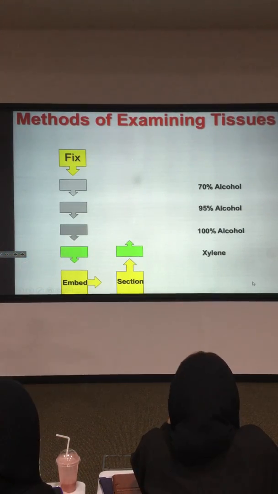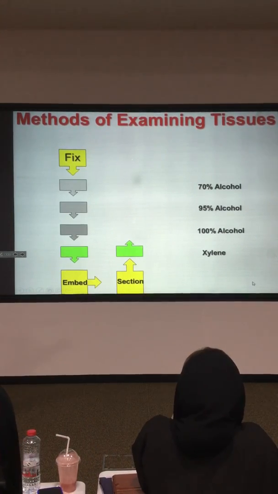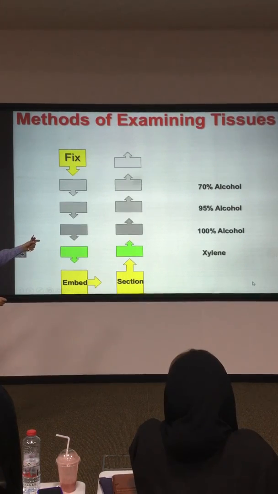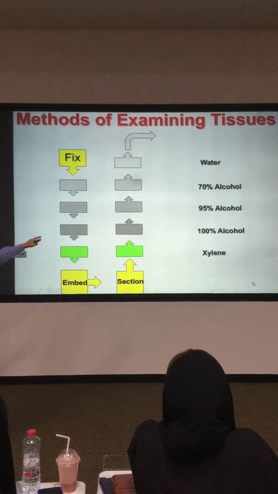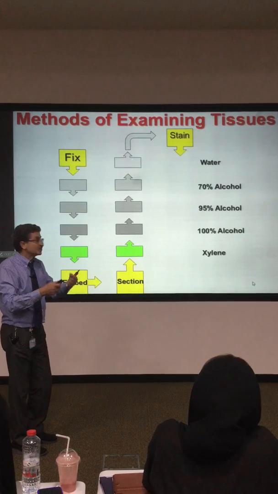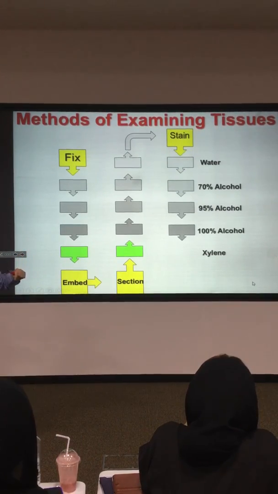Okay, infiltration and the embedding in paraffin. Excellent. And then you do the sectioning with microtome, and then you have to hydrate the tissue again to do the staining. Hydrate in descending grades of alcohol to do the staining in H&E, which is the usual stain.